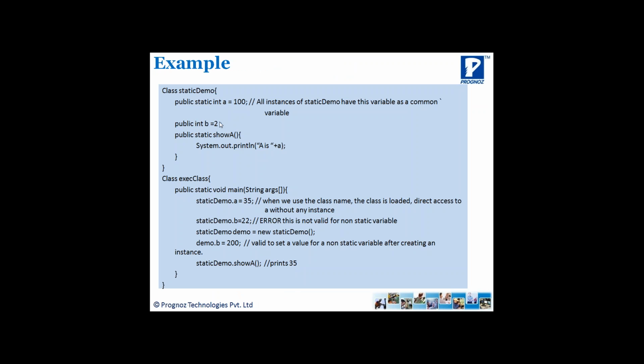Here simply call StaticDemo.a, StaticDemo.b equal 22. I am not able to do it like this. You need to create an object of it because your b is non-static. It belongs to the object.